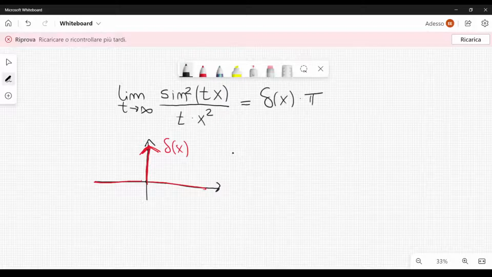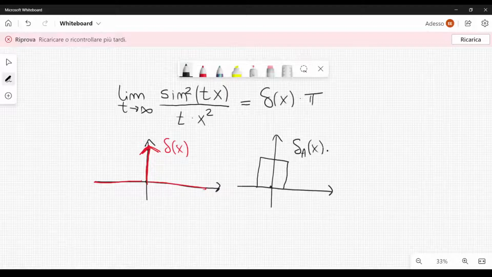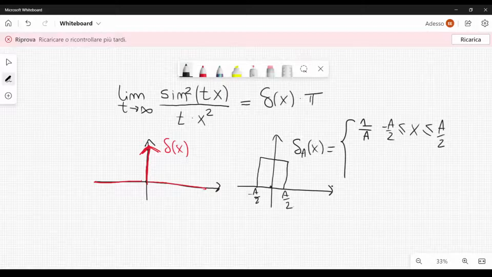In particular, you can think of it as a limit, for example, of this kind of function. You have a rectangle around the origin, and you can call this function delta sub a of x, where delta sub a is equal to a constant, 1 over a, when x is between minus a over 2 and a over 2. So this is a over 2, minus a over 2, this is x, and this height is 1 over a.